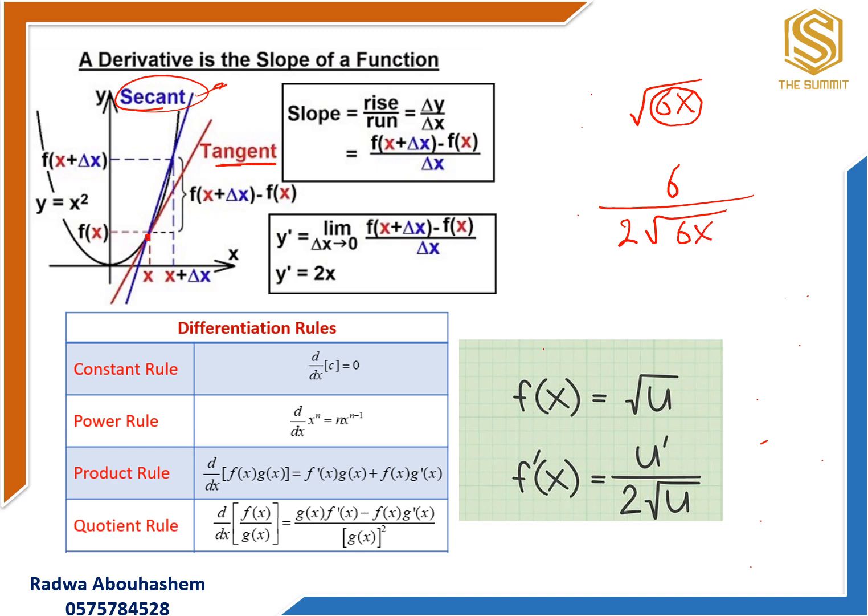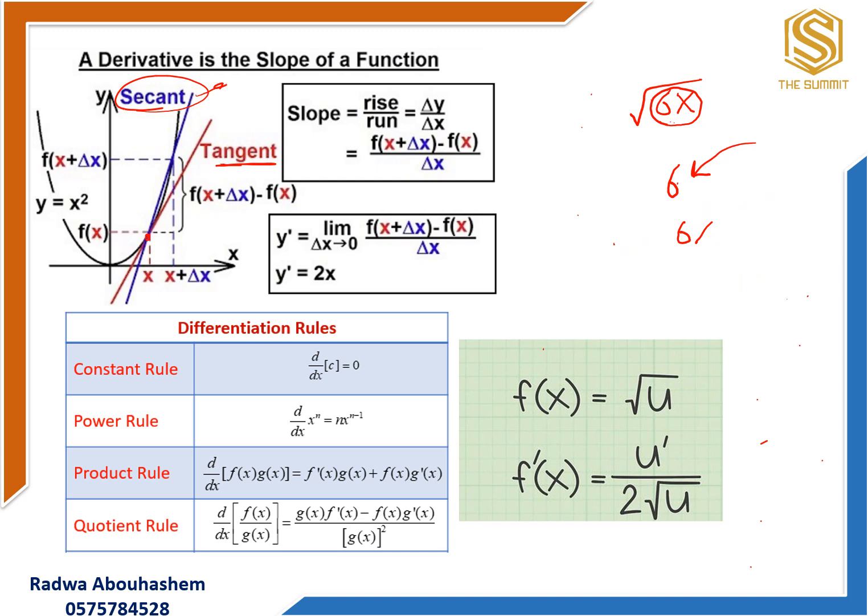Of course, you could simplify. So let's simplify. 6 divided by 2 give you 3. So it's a 3 root 6x. So the first step, you took the derivative for whatever below the root. Here's the number. Then you put 2 and multiply by the function you have. This is an easy way to get the derivative for the square root function.